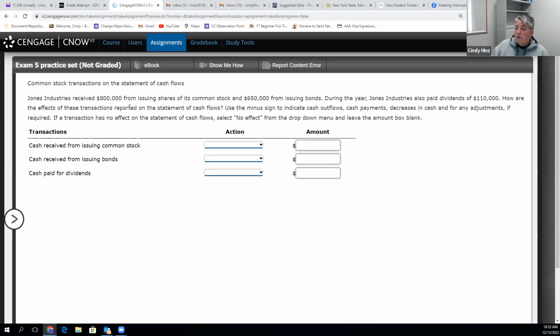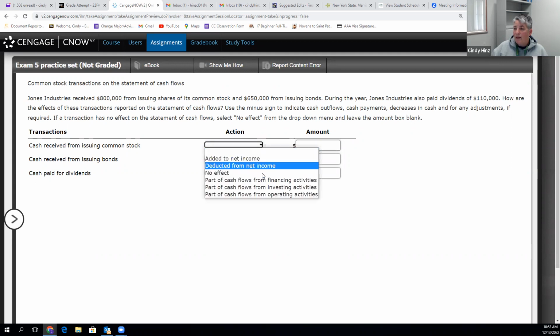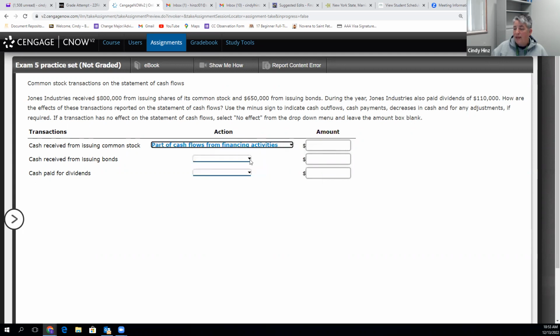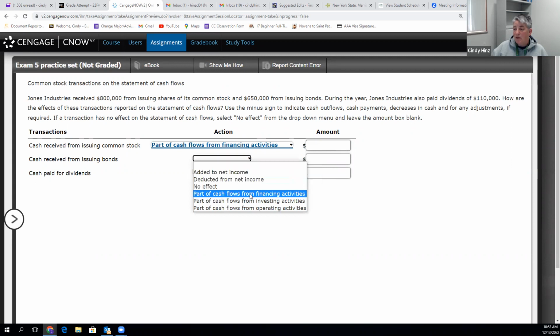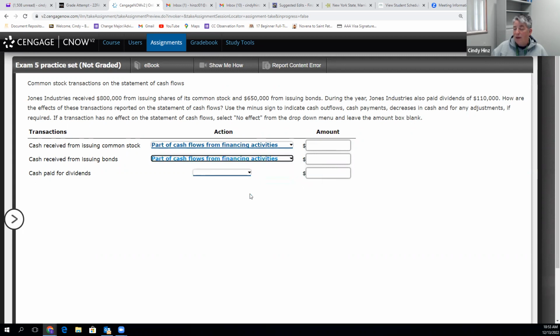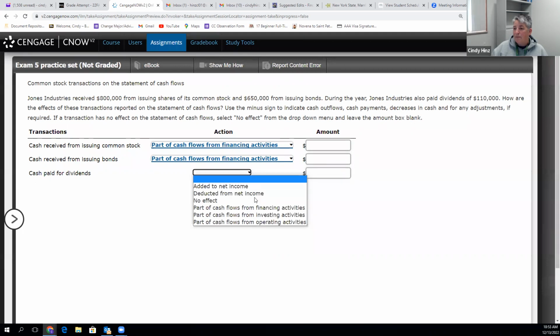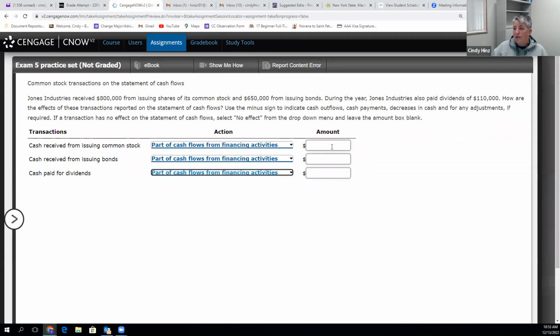Jones Industries received $800,000 from issuing shares of its common stock and $650,000 from issuing bonds. Again, both of those are financing transactions. During the year, Jones Industries also paid dividends of $110,000. How are the effects of these transactions reported on the statement of cash flows? So we know that they're all going to show up in the financing section: buying our own stock, selling our own stock, issuing bonds, repaying the face value of those bonds, and paying dividends. All of those are financing activities.